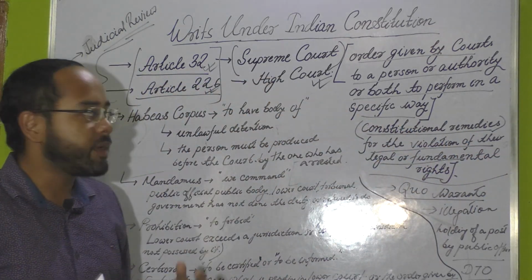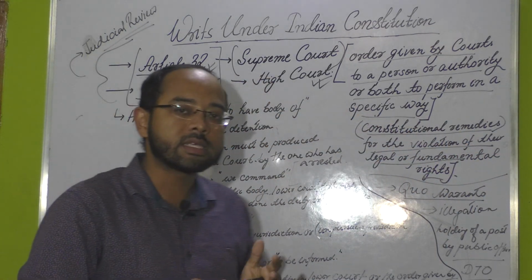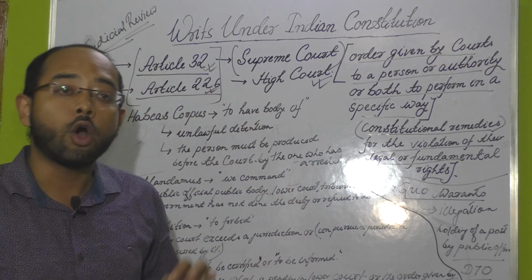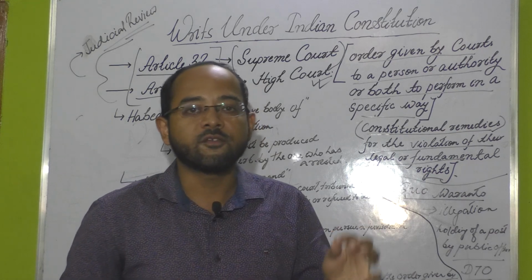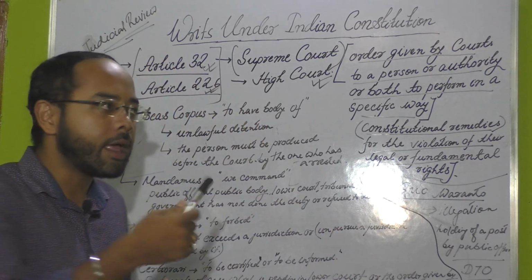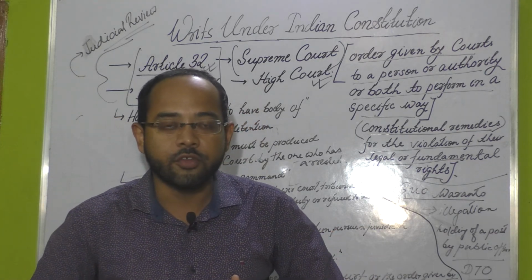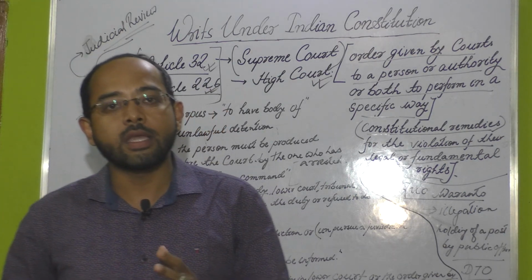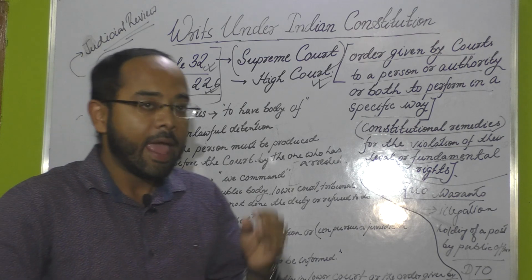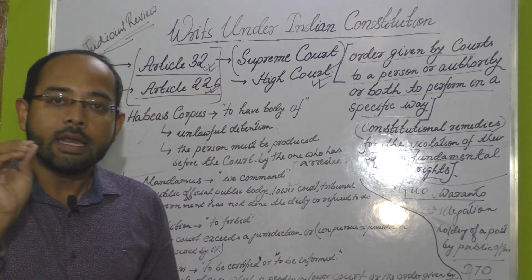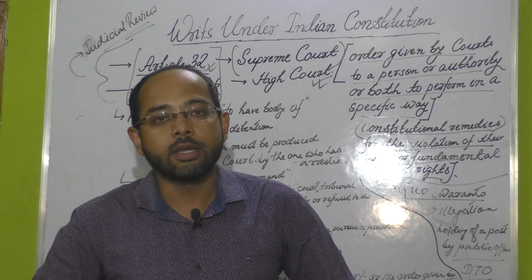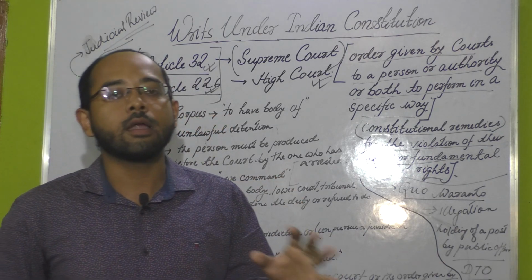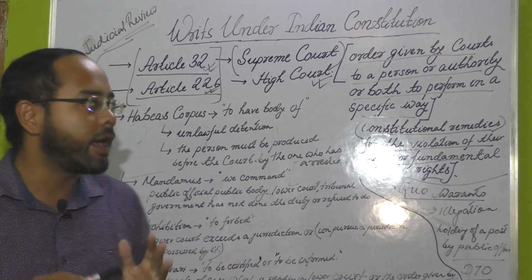So if sometimes you have to write answers, a very common question is, what is a writ? A writ is an order given by the court to a particular person or a body or both to perform in a specific way. You can also write one more line: the writs are basically available in Article 32 and 226 of the Indian Constitution. And most importantly, a writ is also a basic type of constitutional remedy which can be used by the citizens of India when their basic fundamental or legal rights are violated.